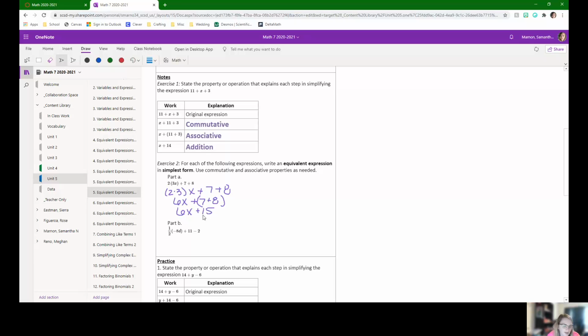I have an x and I have a regular number. I can't put those together, so we are done. We are in simplest form for part A.